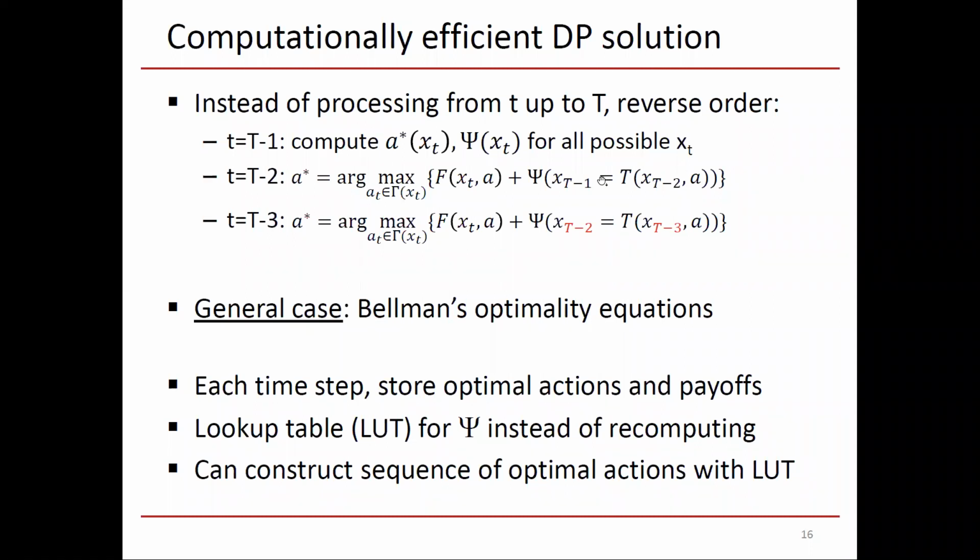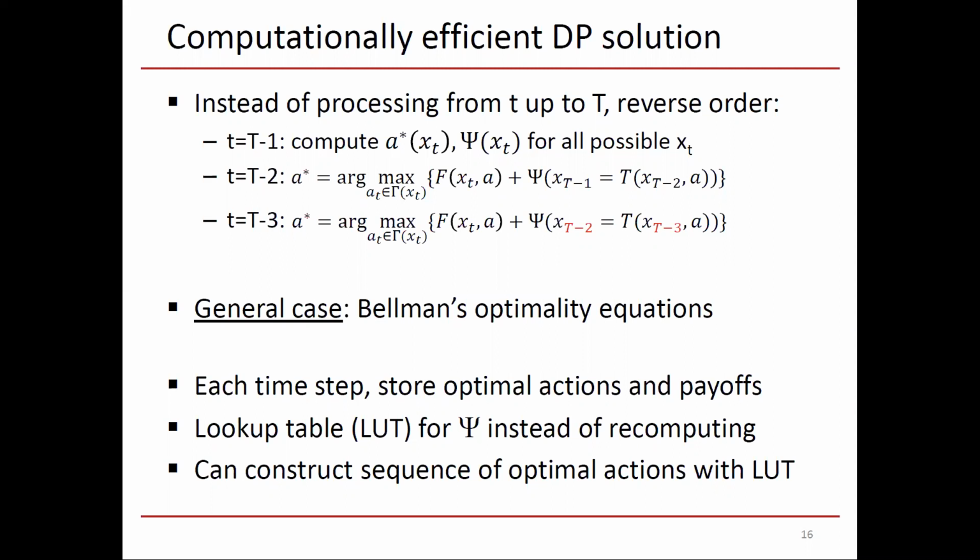where you'll note that the difference between capital T minus 2 and capital T minus 3 is that on the upper line, we're using the psi function, the overall optimized payoff, given that at time capital T minus 1, we're going to have the next state function from our decision at time capital T minus 2. And on the lower line, we're going to make a decision at time capital T minus 3. That decision will lead us to a next state T of xt minus 3 and the action a. And that's what the state at time T minus 2 will be.